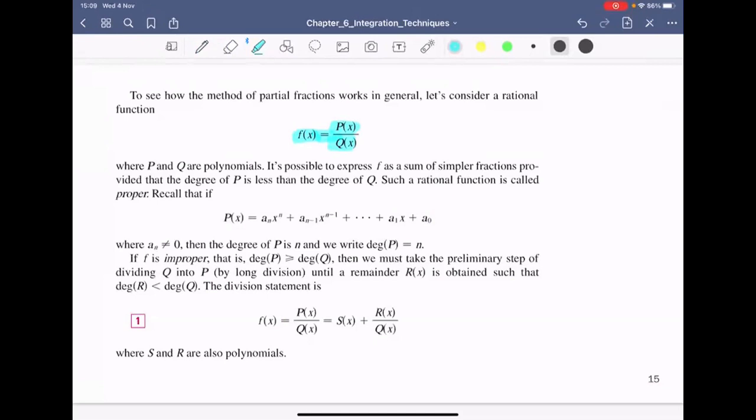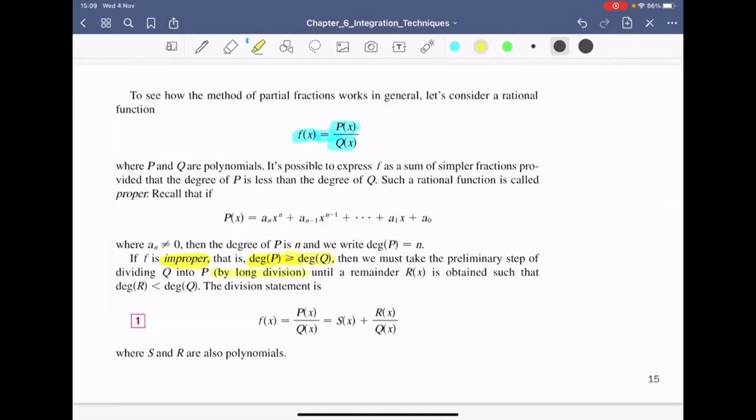First of all, you have to make sure that your rational function is proper. Let's define improper and proper first. If you have an improper rational function, this means the degree of p is greater than or equal to the degree of q. By saying improper, this means you can reduce it into a proper one. So you can do the long division.